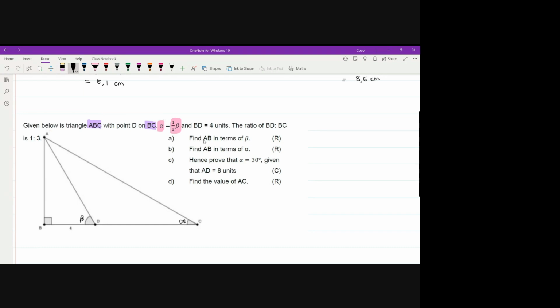All right. Then it says BD, which is the distance from there to there, is 4 units. So let me make that a little bit more visible. 4 units, right? And then they say the ratio of BD to BC is 1:3. Right. Now, this is a lot of info. Okay, we've got to start thinking a little bit more.